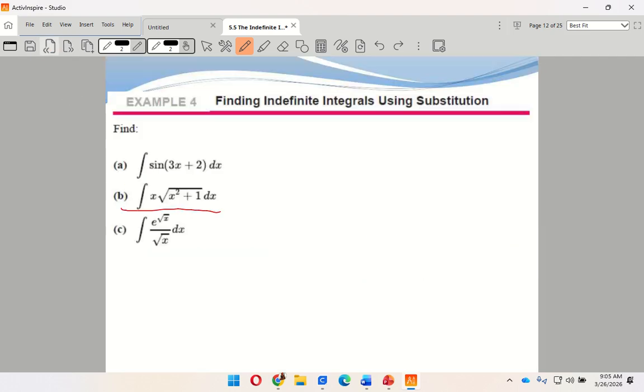And I'm going to try it. I got 5 minutes for this one here. I want to try and get it before you guys leave. So same thing with this one. This one's e to the root x over root x.